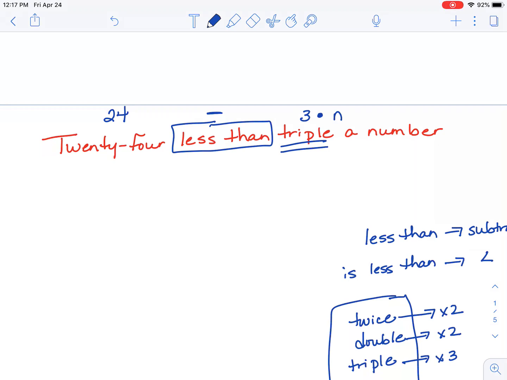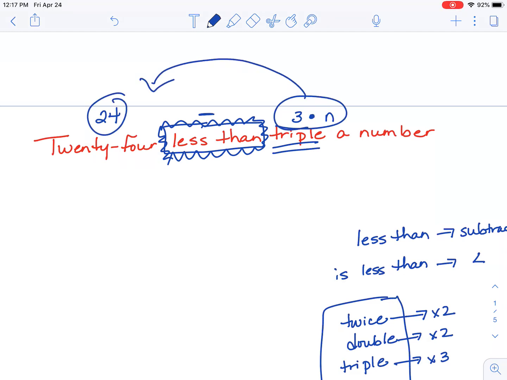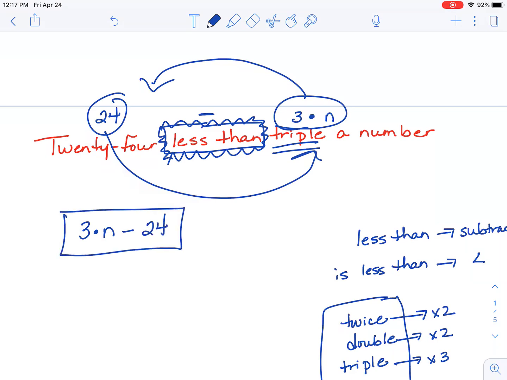Now, another big thing about this "less than": yes, it means to subtract, and it also means what's in the back goes in the front, and what's in the front goes in the back. So my problem's actually going to be 3 times n subtract 24. That would be my answer.